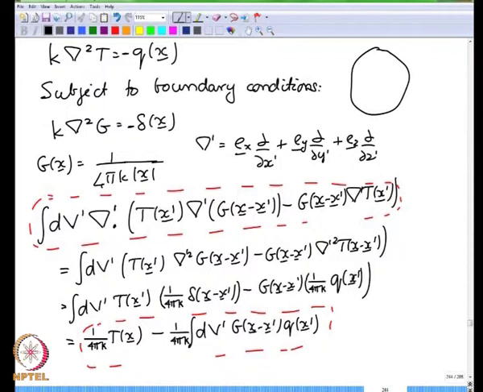And the integral over x prime of delta of x minus x prime is just going to be equal to 1 over k times T of x, minus integral dV prime G of x minus x prime times 1 over k q of x prime. So, that is what I get from this particular integral.